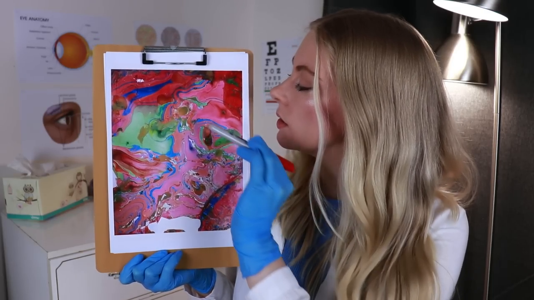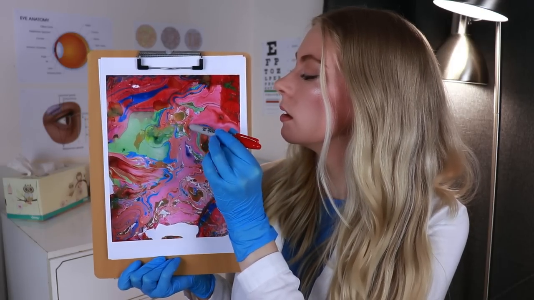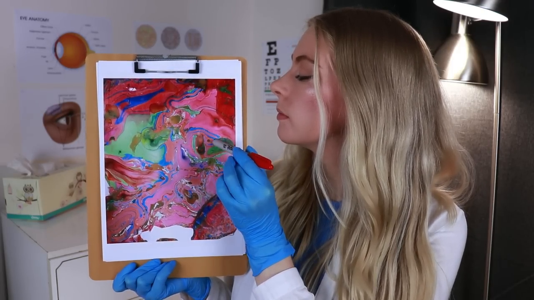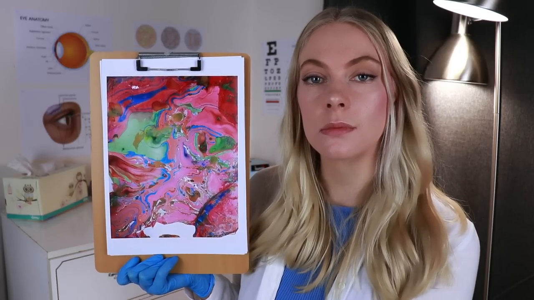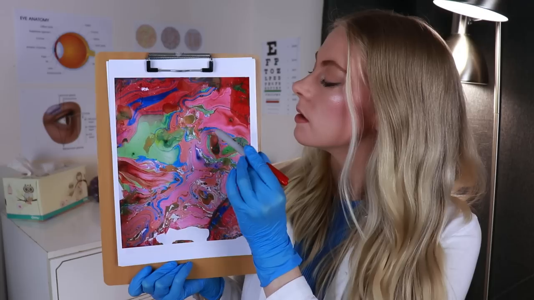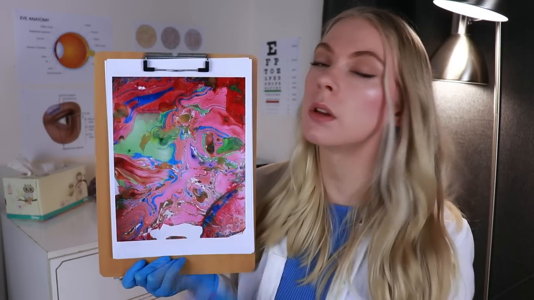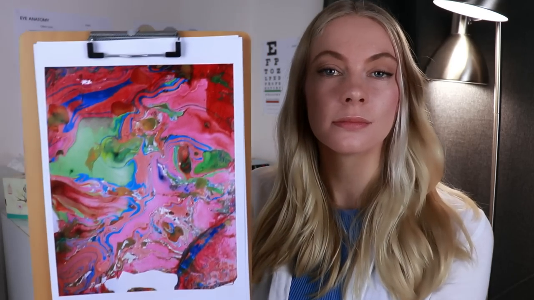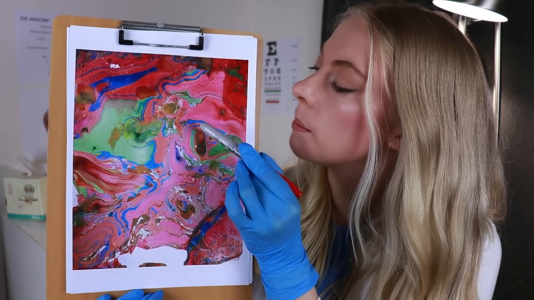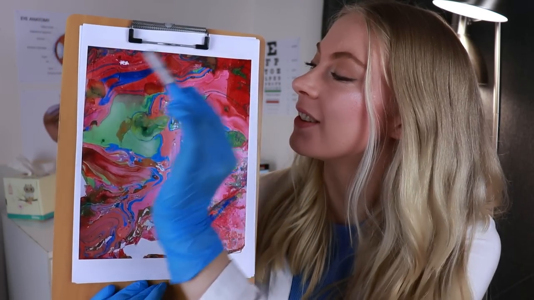Can you tell me what this line here is? What colour is this line? Just here. Blue, yeah? Can you tell me what it's patterned with? What colour is on either side of the blue line? Pink, red, pinky red. Good, very good.